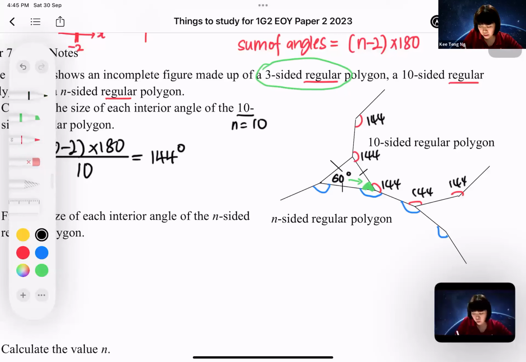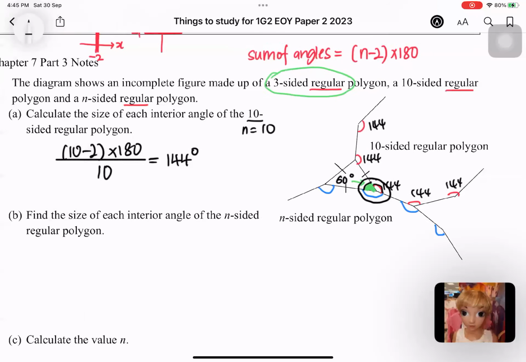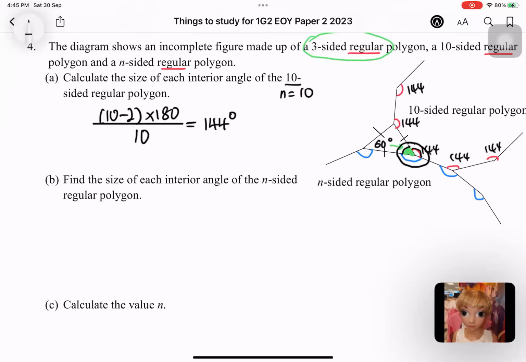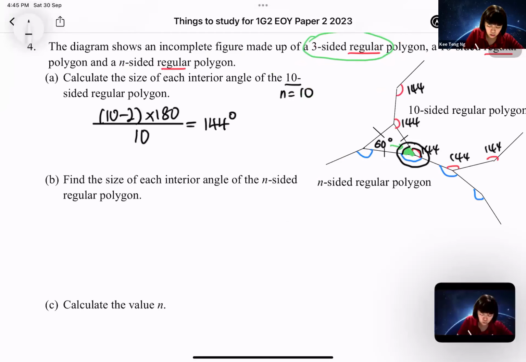So now we know that this portion over here is one full 360, so the angles at the point add up to 360. I got this angle is 60 degrees, and I got this one 144. How do I find the blue one? 360 minus 60 minus 144 equals 156. Thank you. So the interior angle will be equal to 360 minus 144 minus the 60.